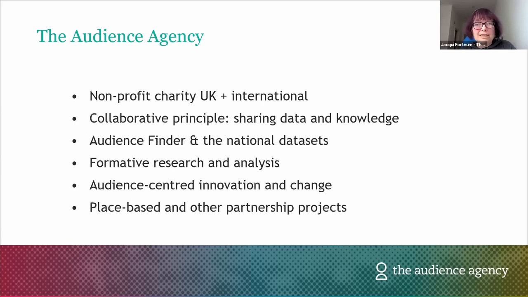My role is within the consultancy team. So we have a team of consultants, we have researchers, and we also have our audience finder platform team. And we all work together really to help organisations take an informed approach to how they develop their audiences. And as I say, build those really meaningful relationships with the people that they engage.